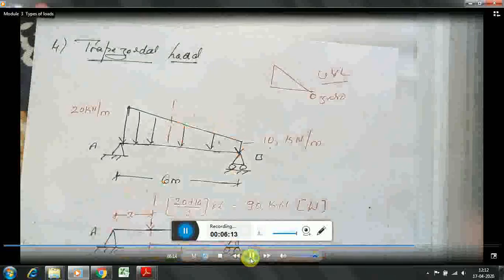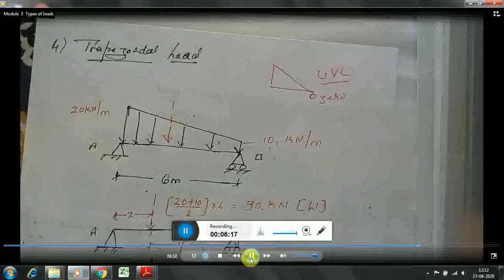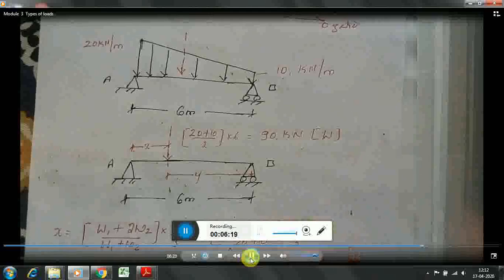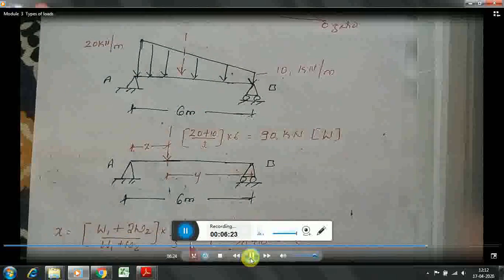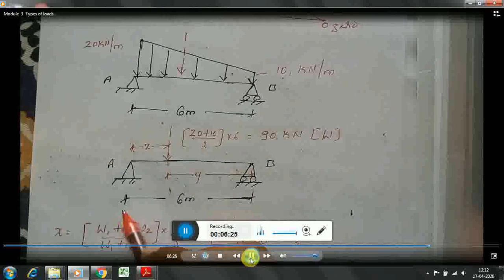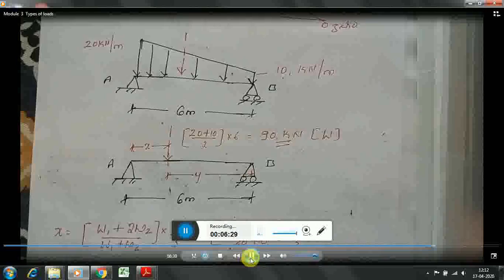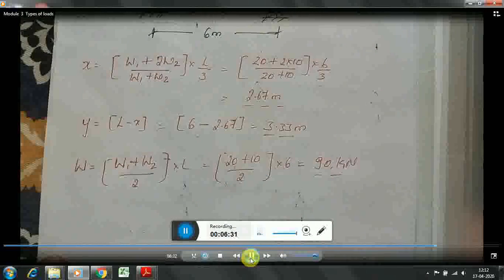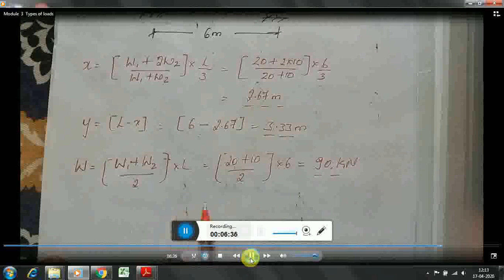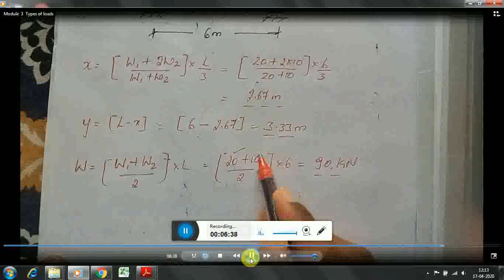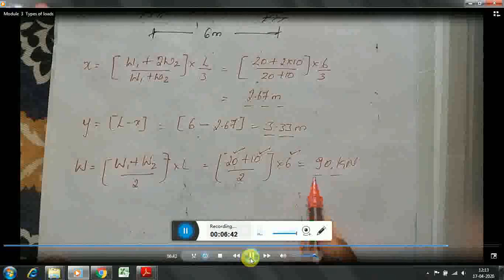Now again, this trapezoidal load can be converted into a point load. How can we do that? I have just demonstrated here. The left end 20 is the intensity, the right end 10 is the intensity, so it is 20 plus 10 divided by 2 into 6, the span through which it is acting, so it is 90 kilonewton. So the formula goes like this: W1 plus W2 divided by 2 into L. W1 is 20, W2 is 10, divided by 2 into the span 6, so it is 90 kilonewton.